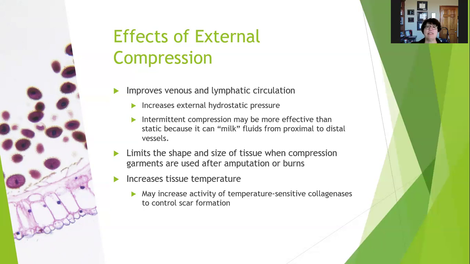External compression also limits the size and shape of tissue. And compression garments are often used after amputations or burns or cancer therapy if someone has lymphedema. So compression garments are a really commonly used application of compression. External compression increases tissue temperature, and it may increase the activity of temperature-sensitive collagenases, which are enzymes that break down collagen, to control scar formation.